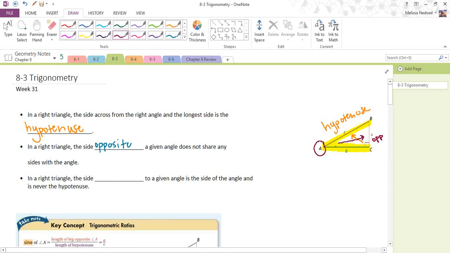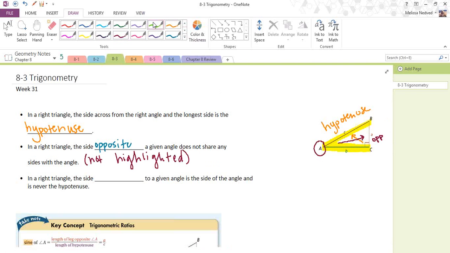Okay, so the side across from the angle you're talking about is the opposite. It's the side that does not get highlighted when you're talking about the angle. So if I say, look at angle A, which side is opposite angle A? Then I would say side BC. Okay, and so I've got a hypotenuse, I've got an opposite side. The other side is what we call the adjacent side.